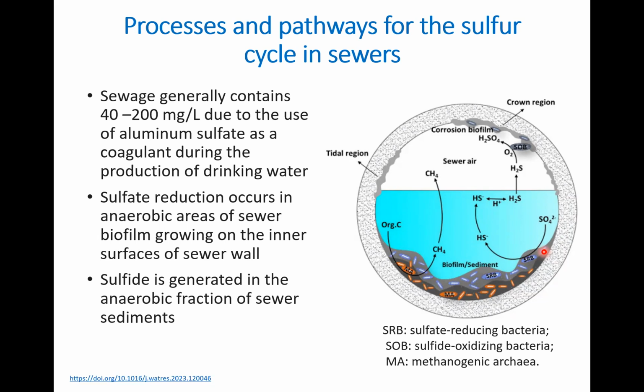Sulfate reduction also occurs in anaerobic areas of the sewer biofilm. This is what I just said. They have this biofilm around the pipes or the containers or confinement that contain the wastewater, and this sediment and biofilm has microorganisms that convert the sulfate to hydrogen sulfide and then sulfuric acid in the headspace of this confinement.